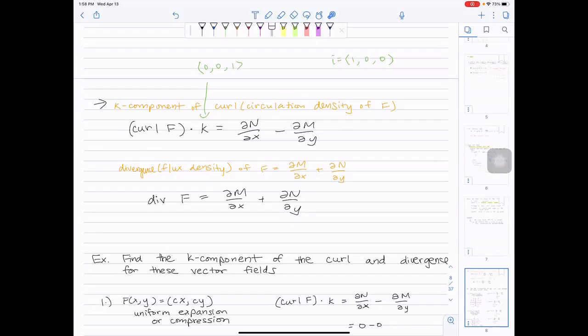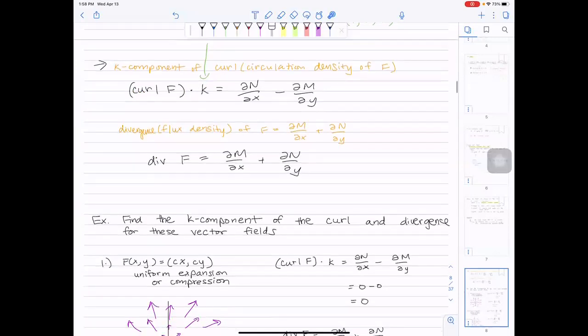And so if we take this curl, so 3 components, and we dot it with k, then we get 0 times this, plus 0 times this, plus 1 times this. So the k-th component of our curl is just this last term, partial N over x minus partial M over y. And in 2 dimensions divergence, we said there was no this term, so the divergence is just this plus this. So right now we're focusing on 2 dimensions, like a 2-dimensional vector field.